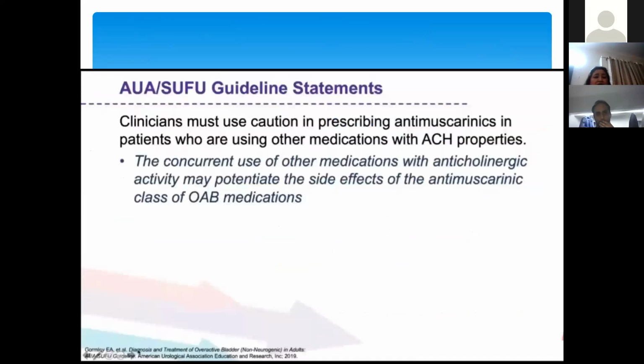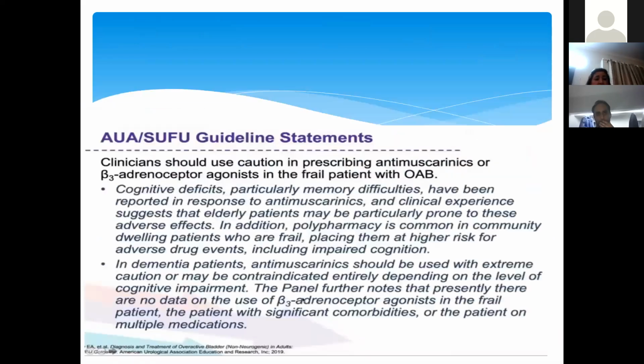So what are the guidelines? The clinician must use caution in prescribing antimuscarinics in patients who are using other medication with anticholinergic properties. The concurrent use of other medication with anticholinergic activity may potentiate the side effects of antimuscarinic class of OAB medication. This is the very latest, 2019. So just eyeball this statement. This is really very serious, because I can have another talk on this topic. I've already talked, because clinicians are not very careful in prescribing antimuscarinics with beta-3 adrenoreceptor agonists.